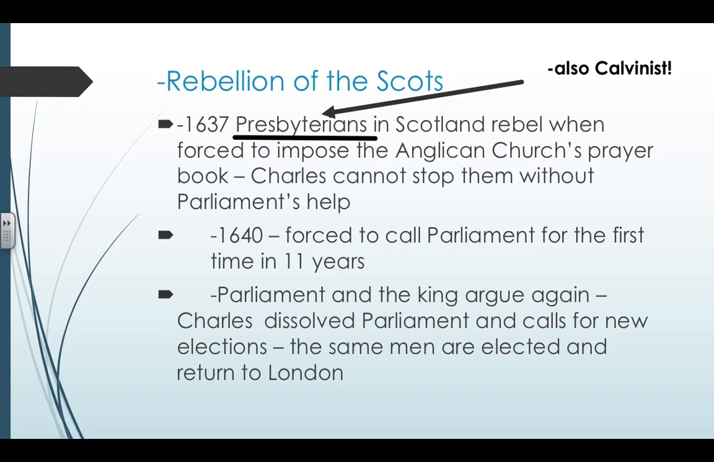Because Charles cannot stop this rebellion without Parliament's help. He needs the support of the nobles. He needs more money. He needs to be able to raise an army. He cannot do that without the nobles' support. So in 1640, he is forced to call Parliament for the first time in 11 years. So he calls Parliament, and again, because none of these issues had been resolved, the Parliament and King almost immediately begin to argue. Charles dissolves Parliament. He's like, forget this.